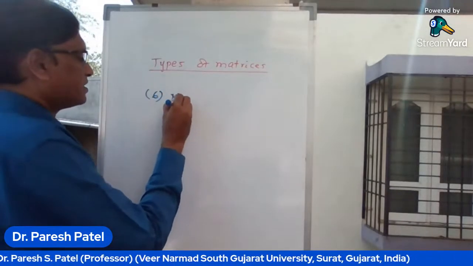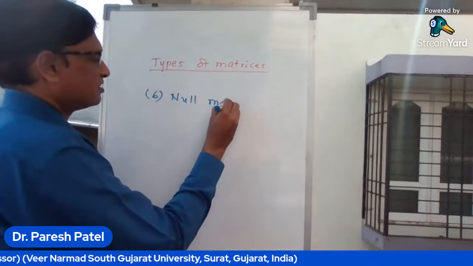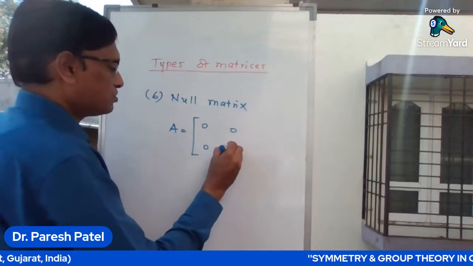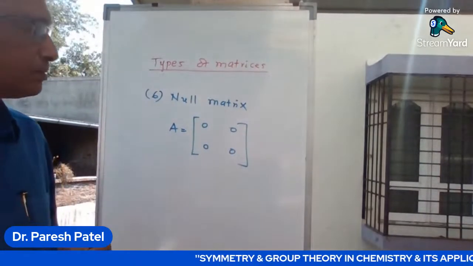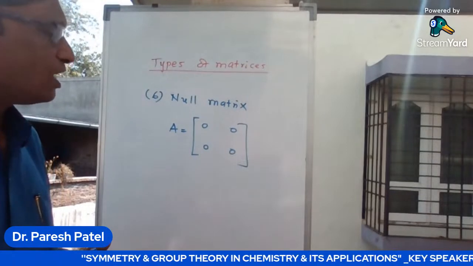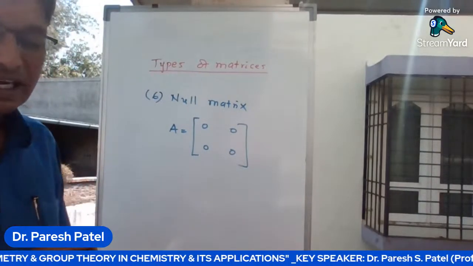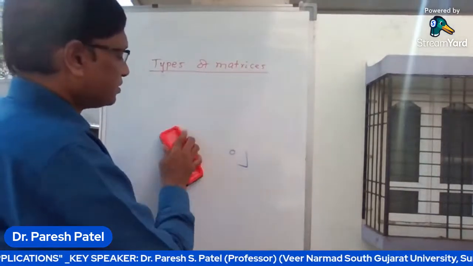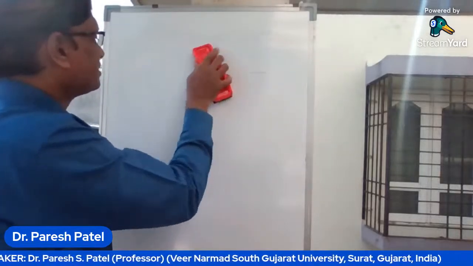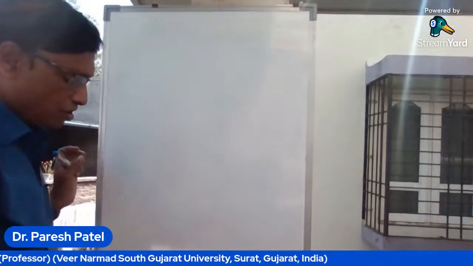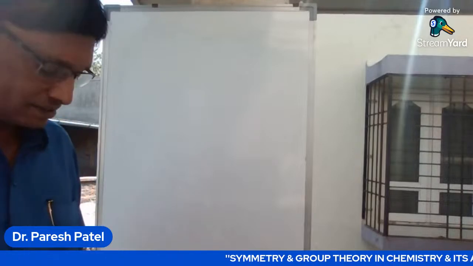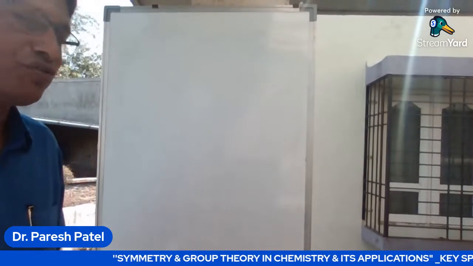Now the last matrix is the null matrix. A is equal to 0, 0, 0, 0. Now what is a null matrix? If the values of all the elements are 0, then this matrix can be represented as a null matrix. So these are the different types of matrices. A matrix can be classified into row matrix, column matrix, diagonal matrix, then unit matrix, null matrix, and singular matrix.